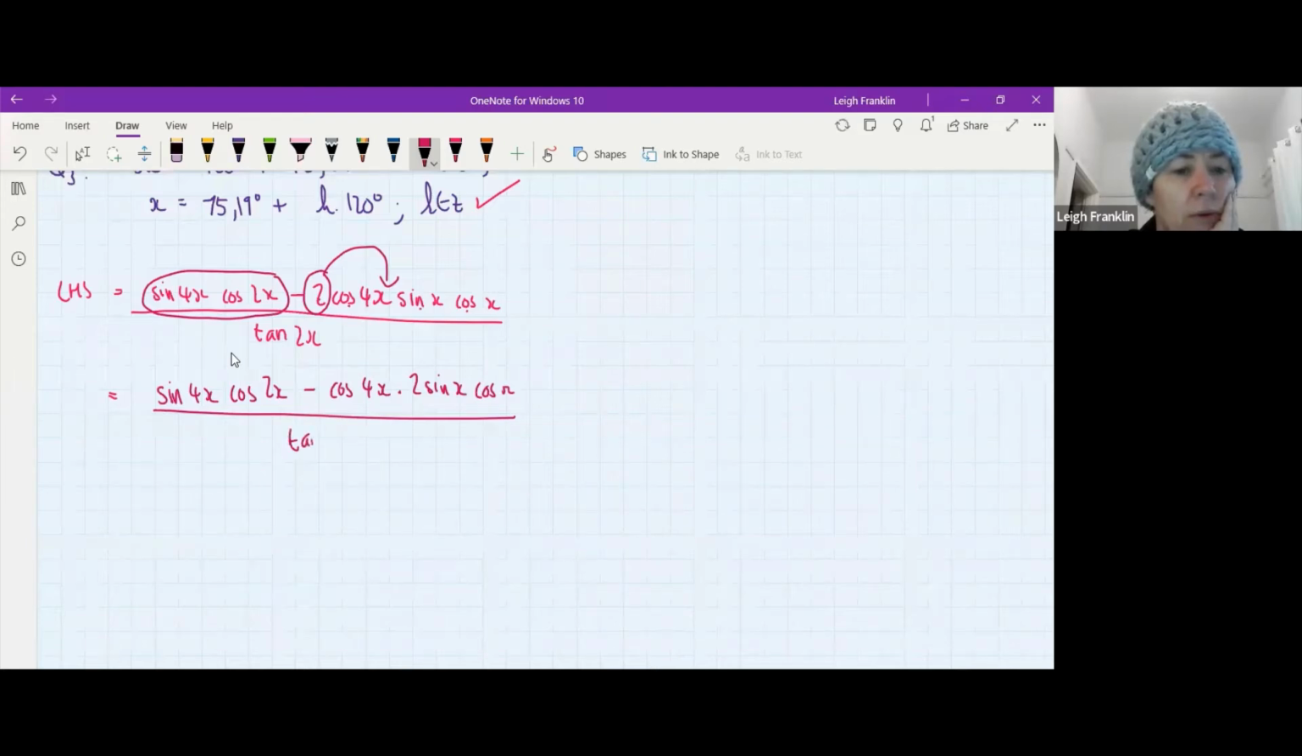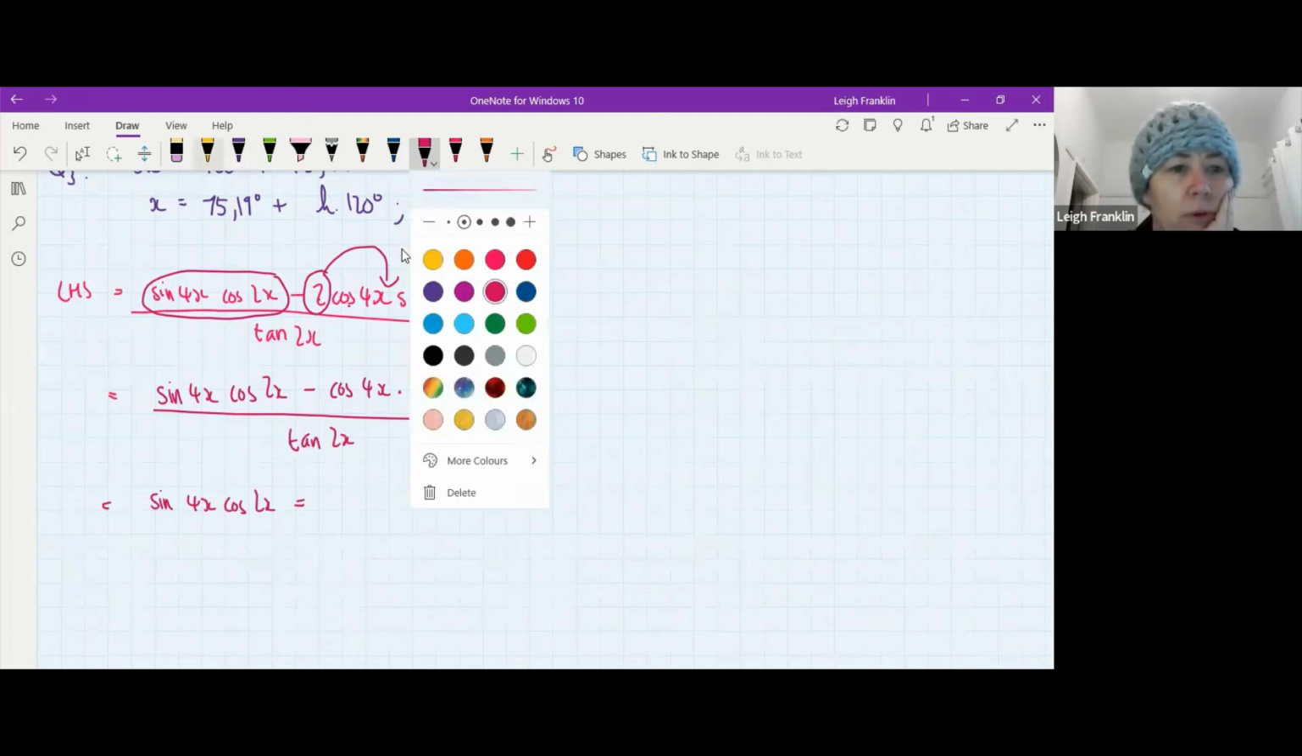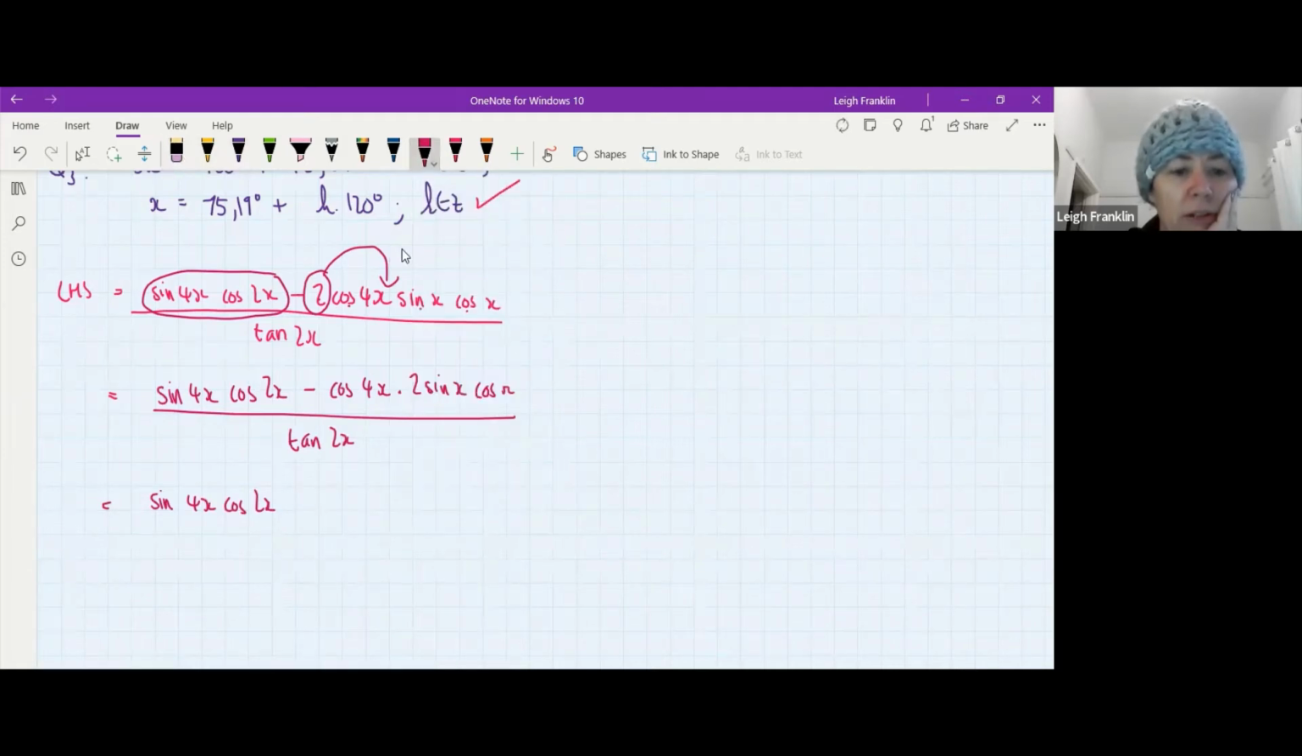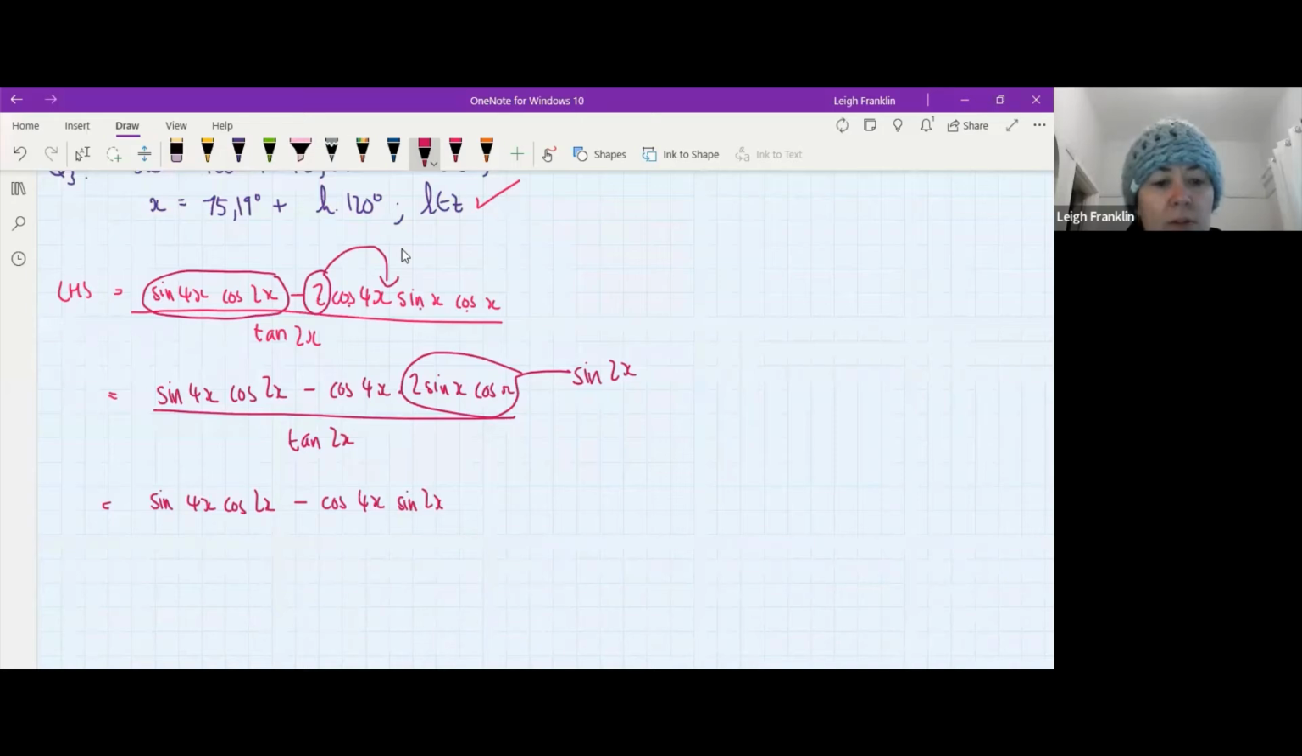over tan 2x. This gives me sine 4x cos 2x minus. And now 2 sine x cos x is what? This is sine 2x. So we end up with cos 4x sine 2x, all over tan 2x. What's in the numerator now?